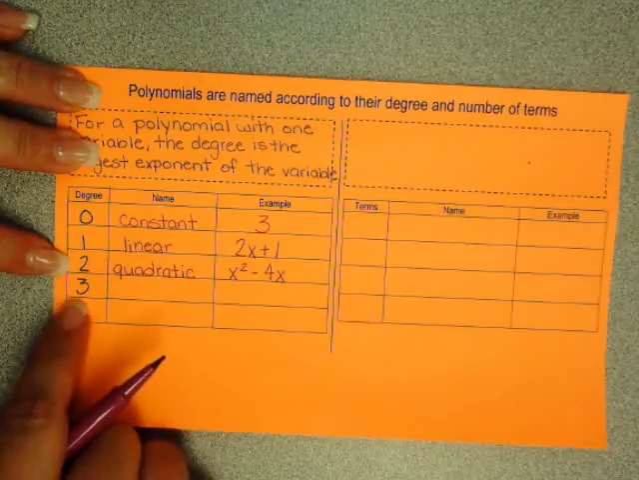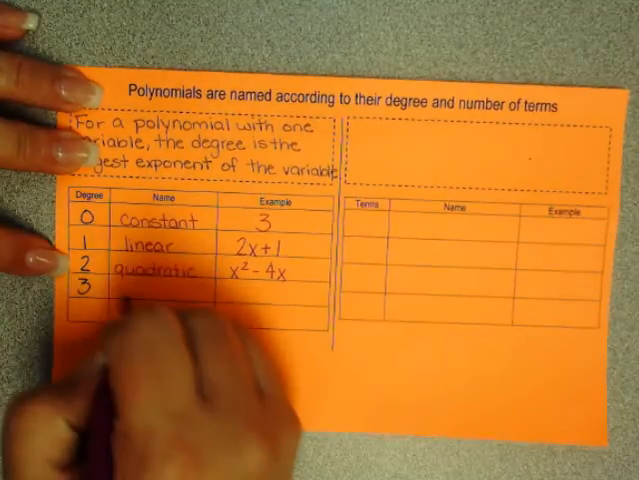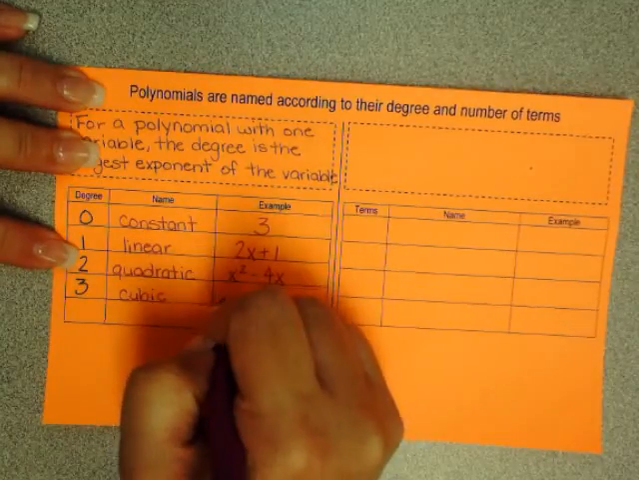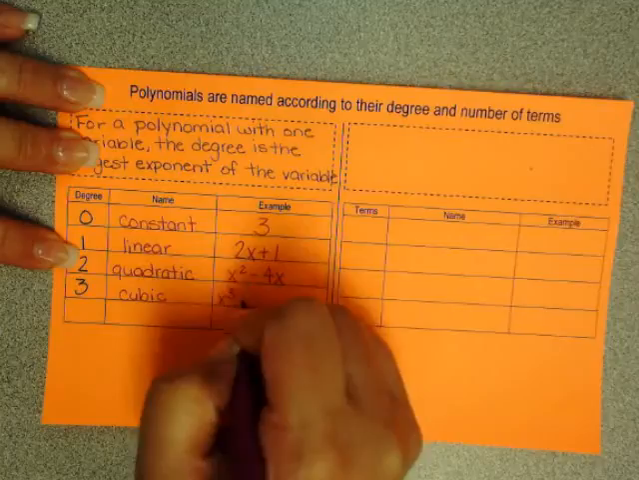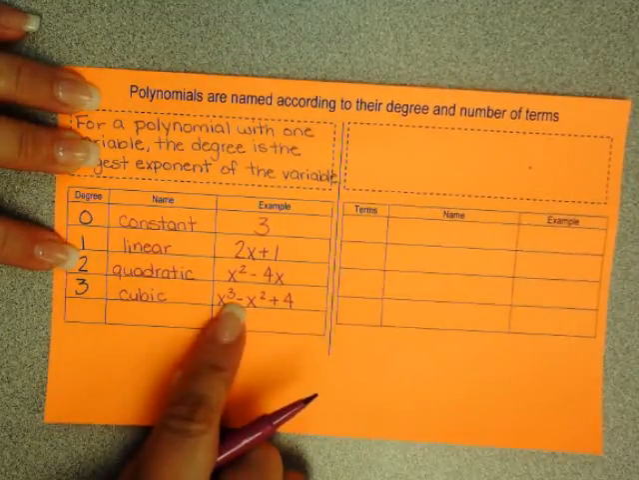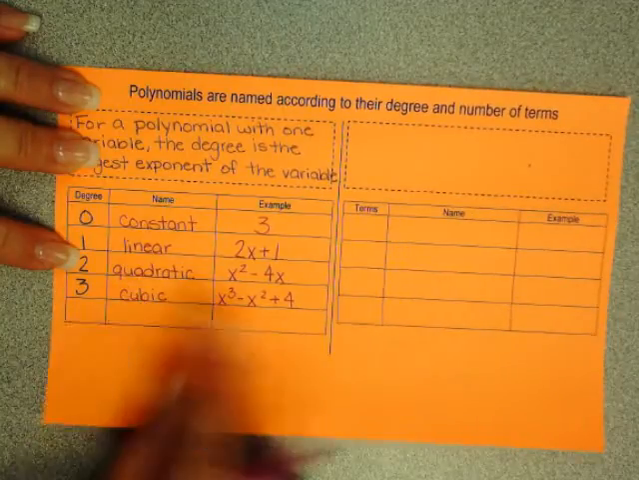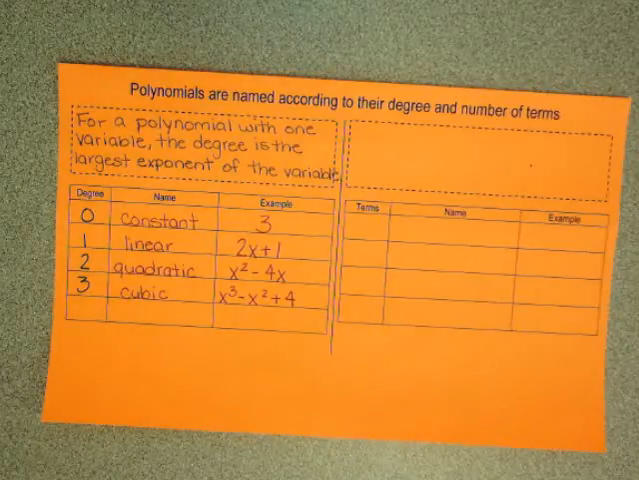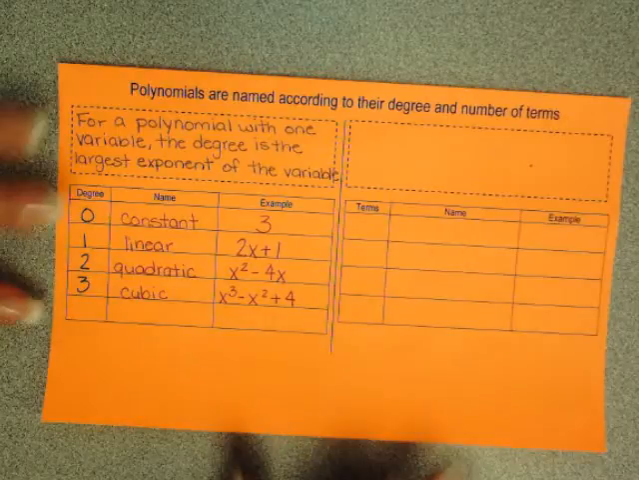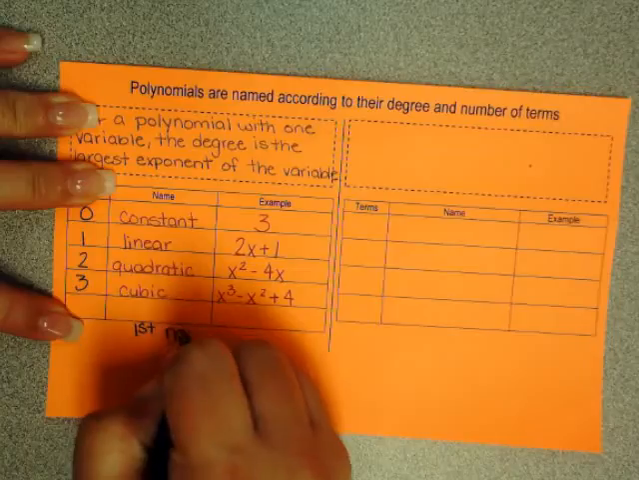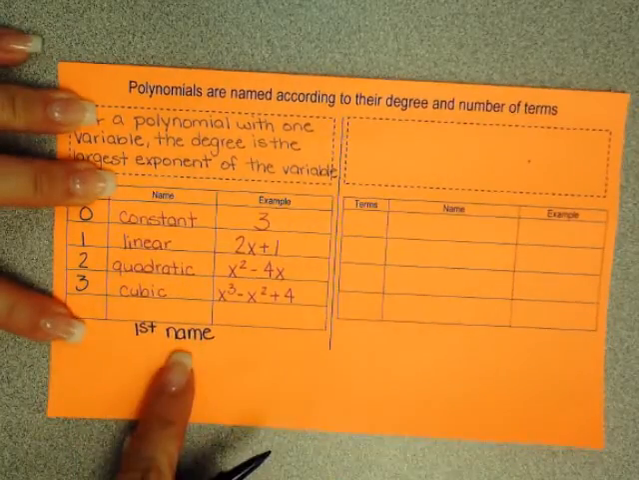And last but not least, for our degrees, we have a degree of 3. And that is called a cubic. An example could look like this: x cubed minus x squared plus 4. Again, that's the largest exponent, that's why it's cubic. Okay, so this is what we call our first name. This is the first name when we're naming our polynomial. So right underneath, we're just going to write first name.